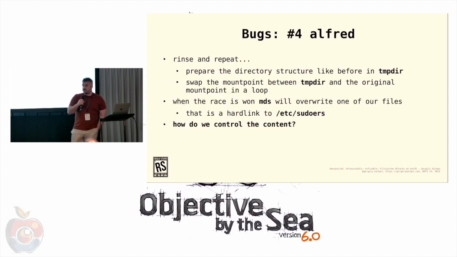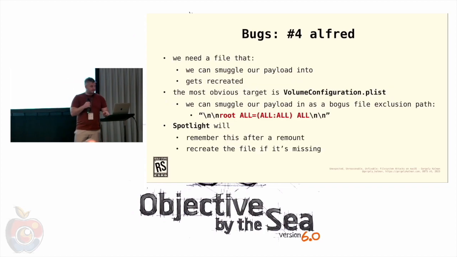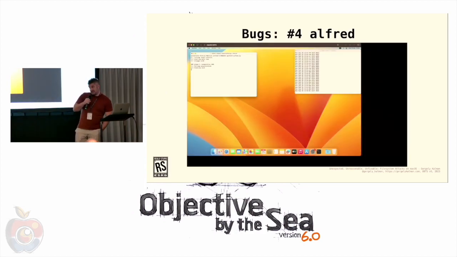So rinse and repeat to do the same boring thing. I prepare the directory structure like before, and then I just start to swap the mount points, and eventually I will get lucky. And when I do, MDS will overwrite one of our files that happens to be a hard link to sudoers. Now the bigger problem is, how do I control the content? There's a thing around cache files that I changed up so I can't really use it. Well, I need a file that I can smuggle payload into and that gets recreated. Obvious target is the volume configuration plist because I can smuggle a bogus file exclusion path, I think. And Spotlight is very helpful because it's going to remember this after remount and recreate the file should it go missing. That's how that looks.